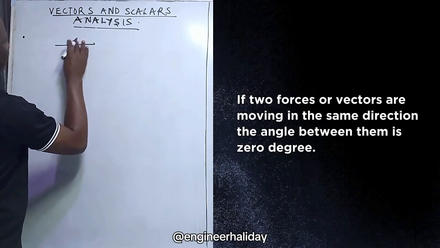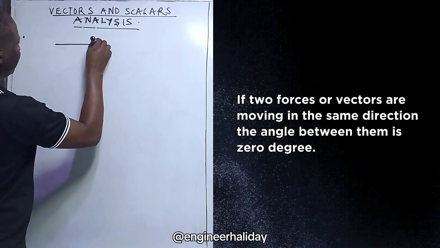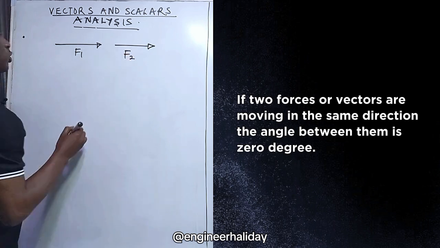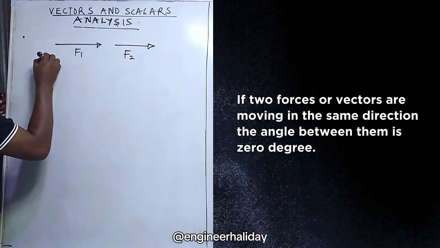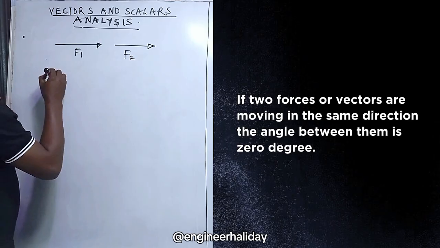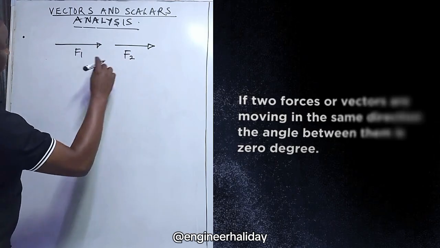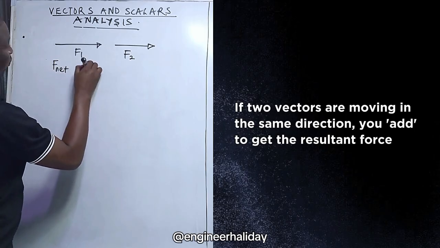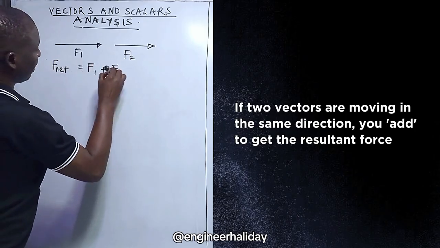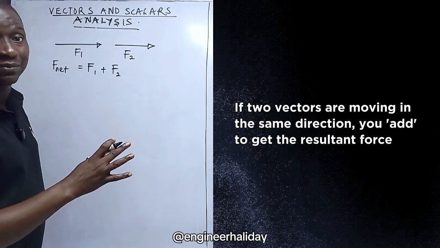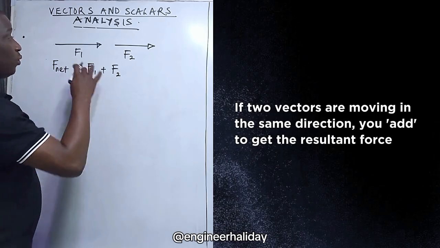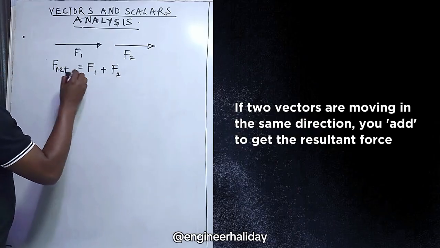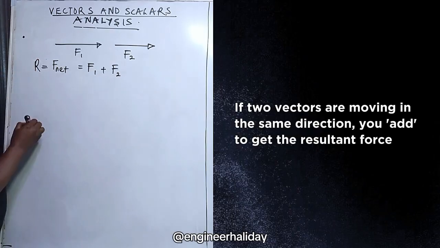Now, if you have a force, let's say F1, and another force F2 moving in the same direction, it tells me that the angle between them is 0 degrees, which means they are moving in the same direction. What is the net force? The net force will be F1 plus F2. According to vectors, if two vectors are moving in the same direction, and force is a vector, you have to add them together to get the total force, which is the resultant force.